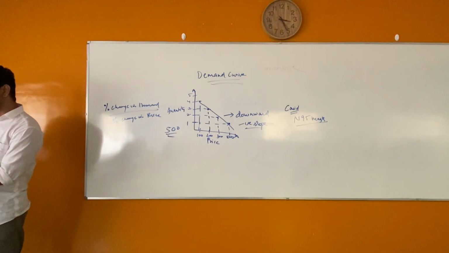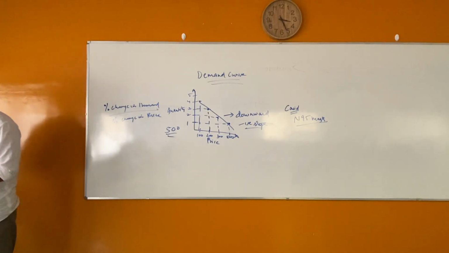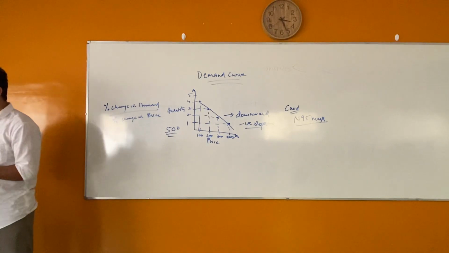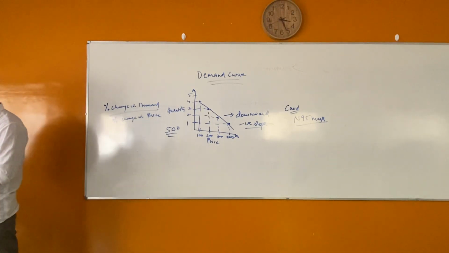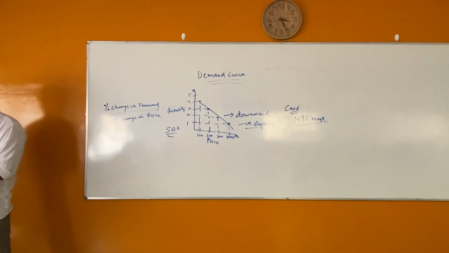Next is unitary elastic demand. Where percentage change in price is equal to percentage change in demand. There's an equal change. If the price changes, demand also changes equally.